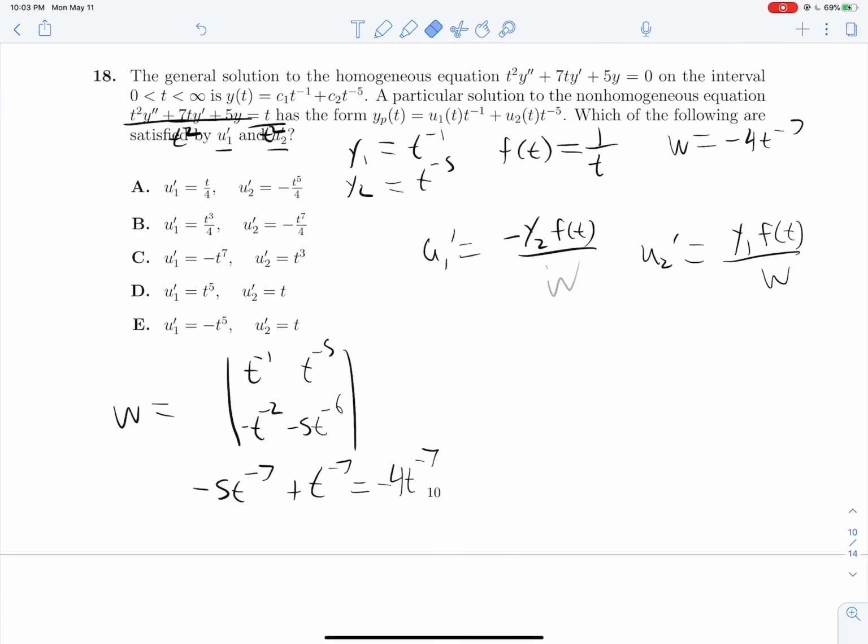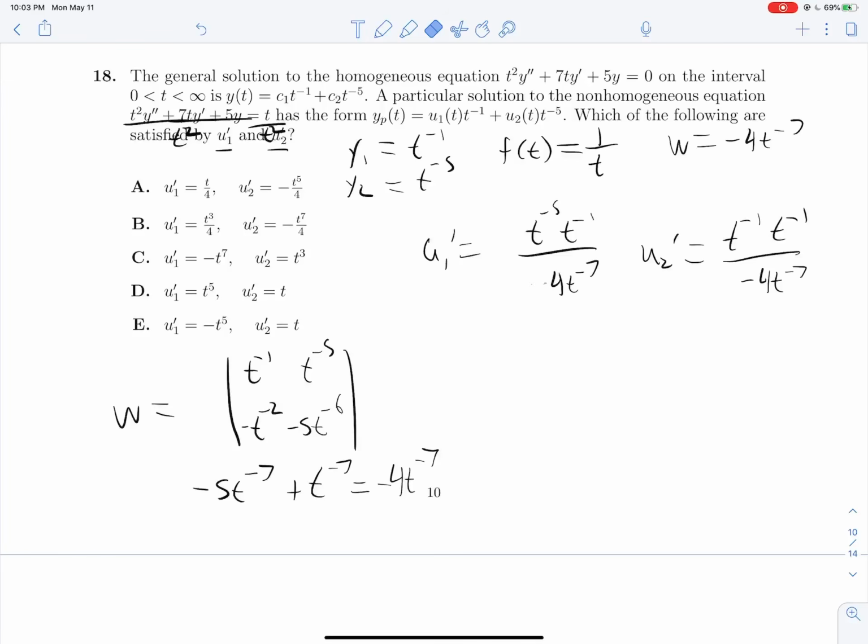So let's go in here and replace everything. Minus 4t to the negative 7, minus 4t to the negative 7. Our f of t's will become t to the negative firsts. This negative y2 will become negative t to the negative 5. This y1 will become t to the negative 1. And we seem to be good to go here. Yeah, okay, I think we're good.